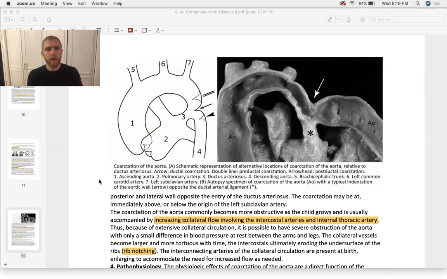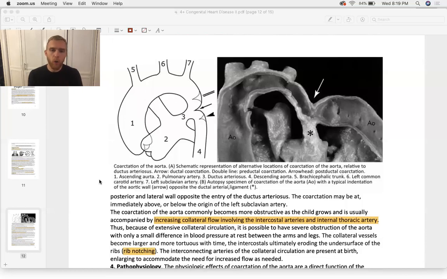Now, we know that the ductus arteriosus is going to close, right? And it's going to close because of prostaglandin E2, and it's going to fibrose, and that means you're going to have a patent aorta and a patent pulmonary artery. Well, when it closes, you may or may not see the presentation of a coarctation.